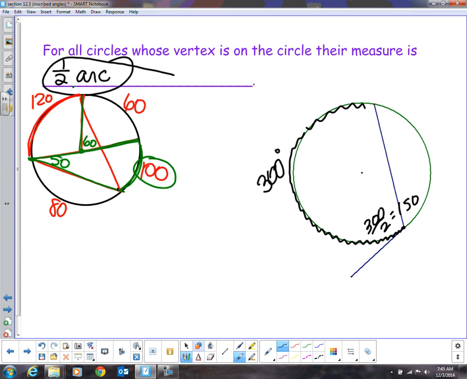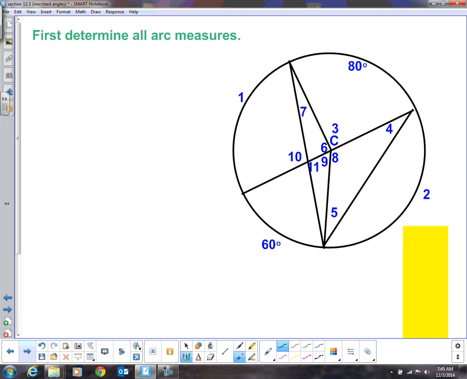Where is this? Let me get a different color. There's a vertex on the circle. Look at that angle. Follow its sides. What does it cut off? 120. What is the measure of this angle? 60. Half of it. So if we look at this picture, we're going to determine all arc measures first. This is a diameter. So if this is 80, what is this arc? 100. If this is 60, what must this be? 120. Kind of like what I just did.